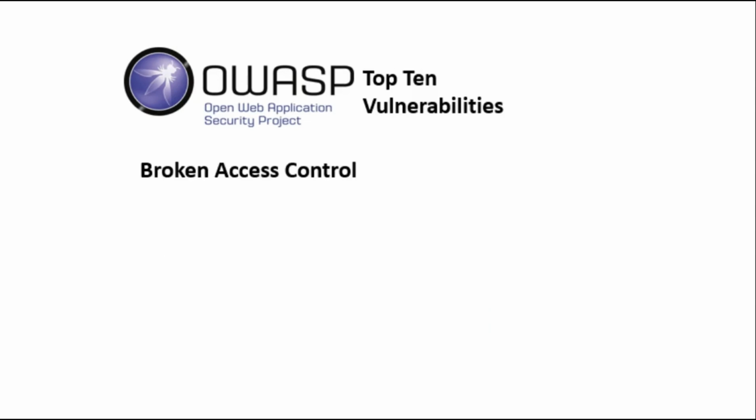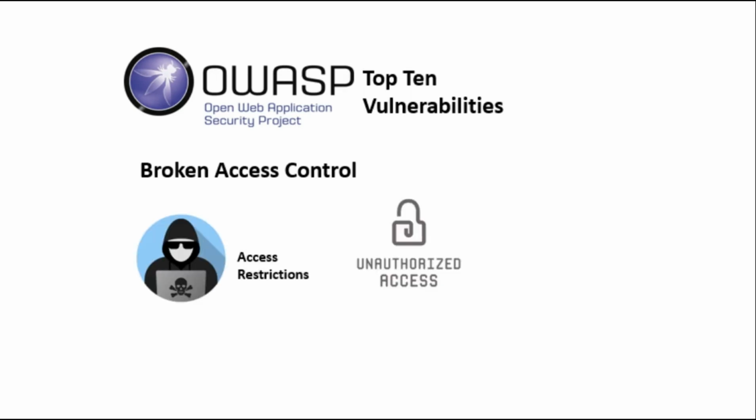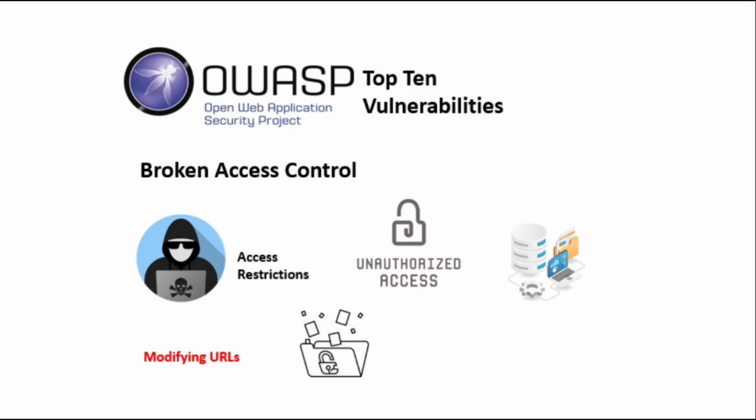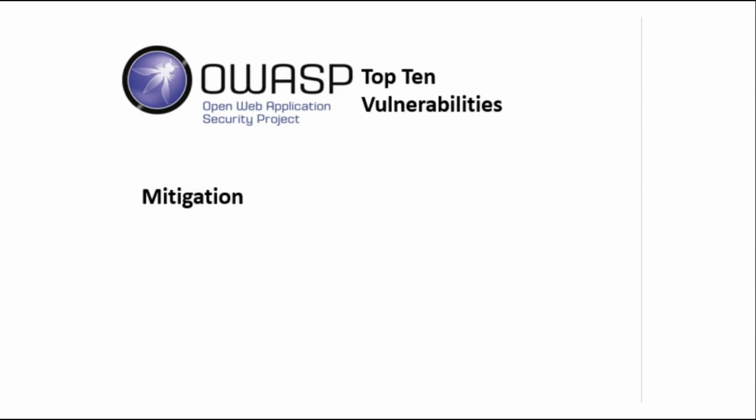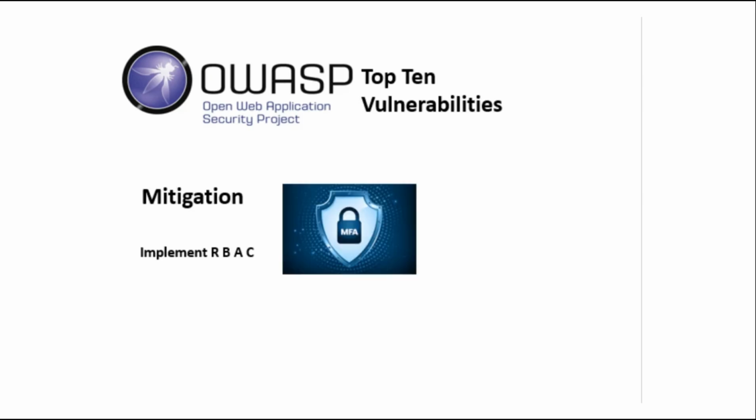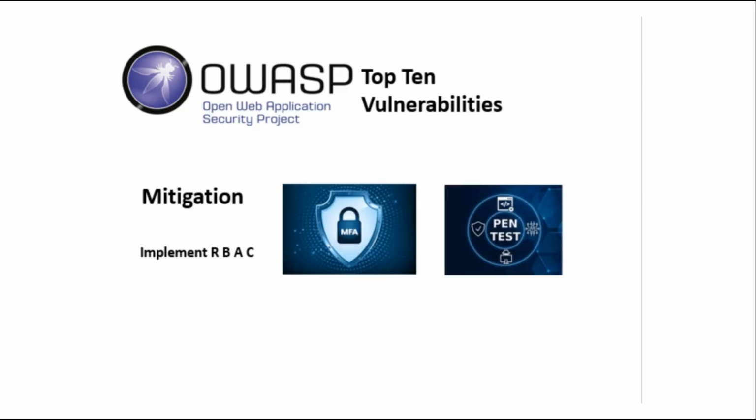1. Broken access control. This occurs when attackers bypass access restrictions and gain unauthorized access to systems or data. An example of broken access control is modifying URLs for admin access, thereby exposing sensitive files. This accounts for approximately 61% of breaches. To mitigate this, implement RBAC, use MFA, and conduct penetration tests.